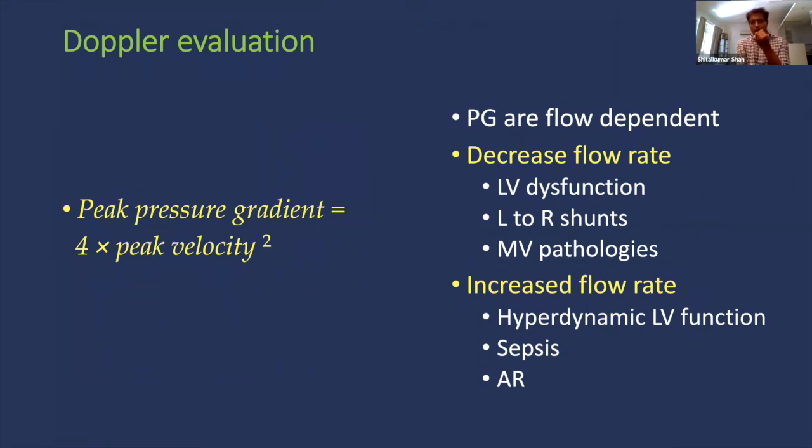Applying the simplified Bernoulli's equation, you can calculate the peak pressure gradient: 4 times the peak velocity squared. Remember, pressure gradients are flow dependent, so decrease or increase in the flow rate will affect the pressure gradient accordingly. The more common causes for decreasing the flow rate are either LV dysfunction, left to right shunts, or certain mitral valve pathologies. Whereas increase will happen in hyperdynamic circulation, LV function, sepsis, and AR.